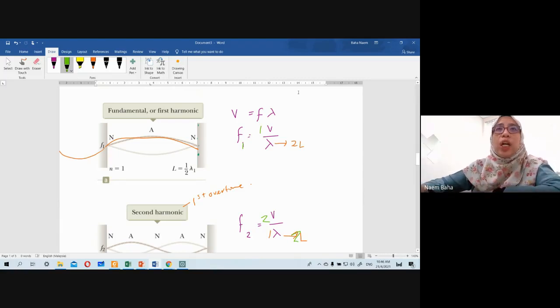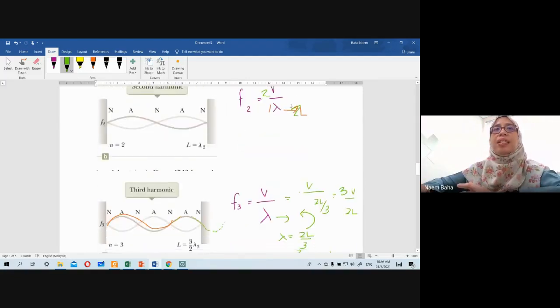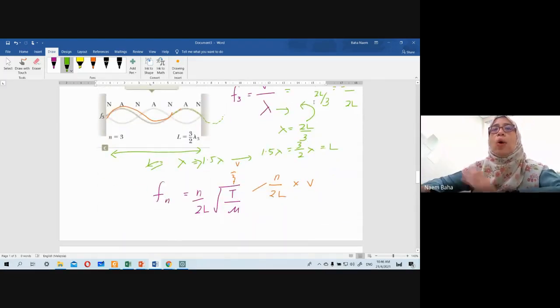So in short, I can now generalize it to become an expression where 1, 2, 3 will be replaced with n. 2L is a constant that I just put down here so that I can replace it with any length. And then the V. The next level would be putting in the value of V just now of this expression, because this is on a string. Understand, hopefully.